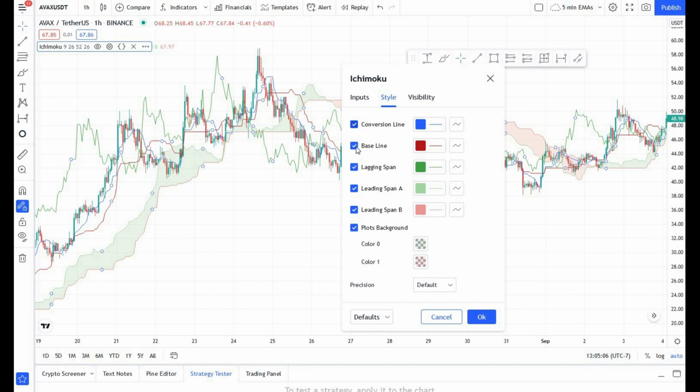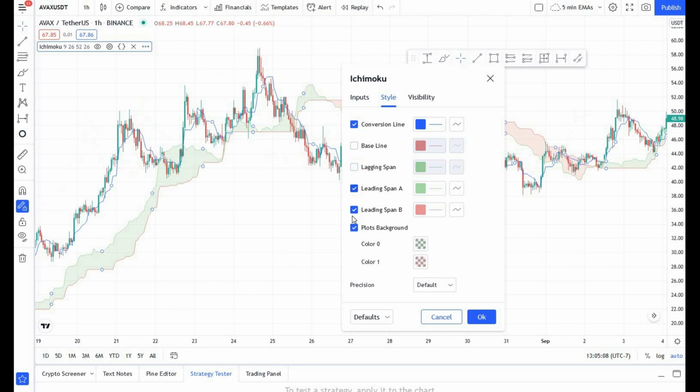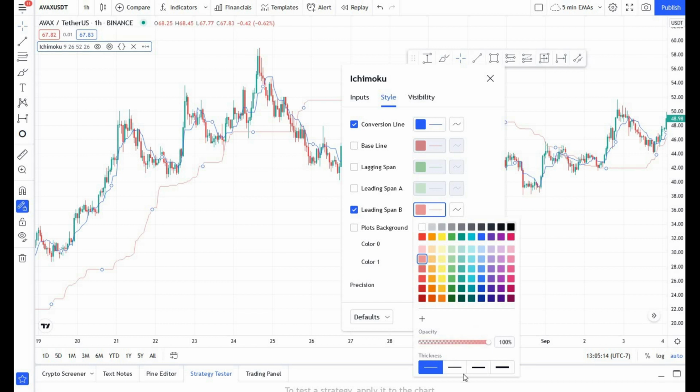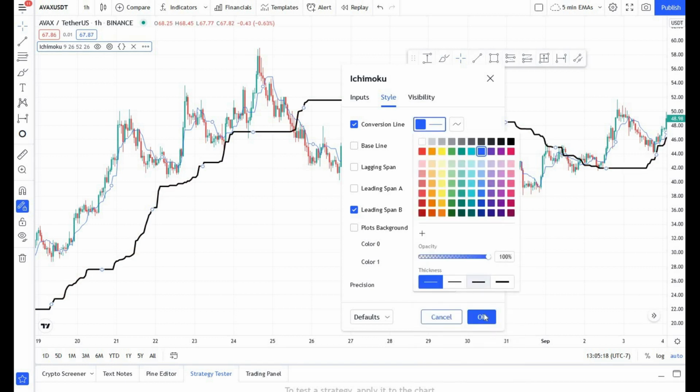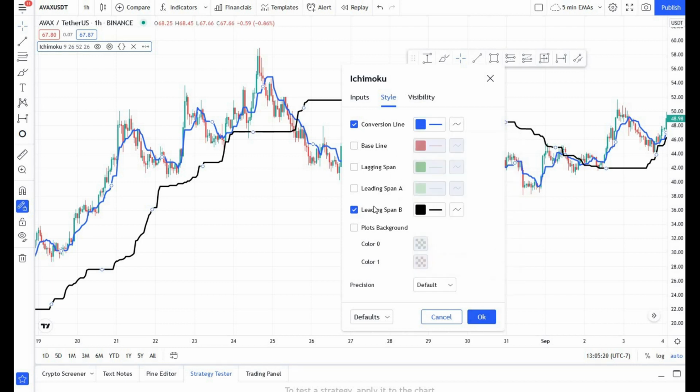So I just need the conversion line. I'm going to turn off everything else, and I need Leading Span B, and I'm going to turn off the cloud as well. I'm going to make it thicker to be seen better. So I have the conversion line and Leading Span B.